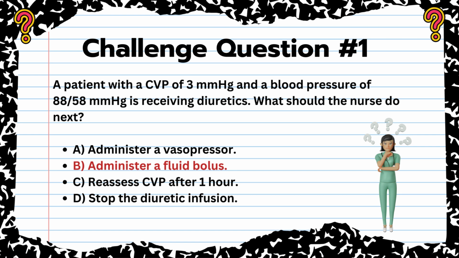You need to give vasopressors. You need to give the meds that are going to cause vasoconstriction, and that will make the blood pressure go up. I hope that makes sense to you. So the CVP really helps you determine what you need to do, fluids versus vasopressors, if your blood pressure is low. Okay, moving on.